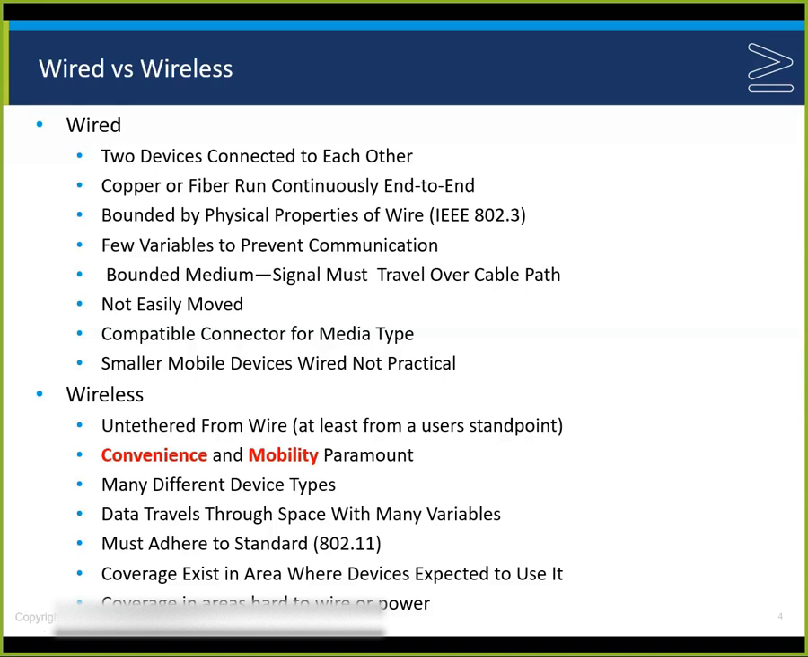So the convenience, the mobility that goes on with these things. Lots of different devices are going to connect to the wireless. We can have our phone, our tablet, our televisions, our step counters. All those things are using a wireless of some type. Many types travel through the air, through space. And that means that we're going to have a lot of different variables that go on.